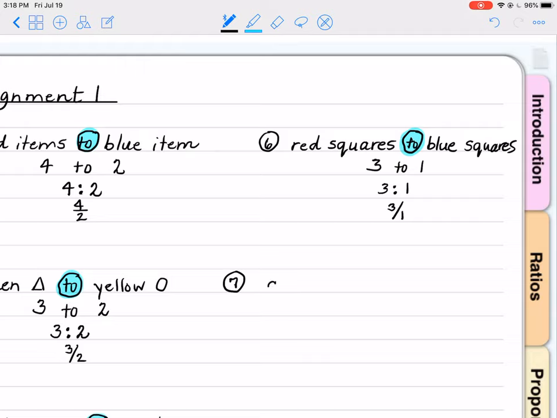Green to blue. And all I've done here is leave out the word items. I just said green to blue. So it's okay. That's all we need is the number of green, and there are 4. To the number of blue, there are 2. Shapes are not relevant to this one. All 3 forms.